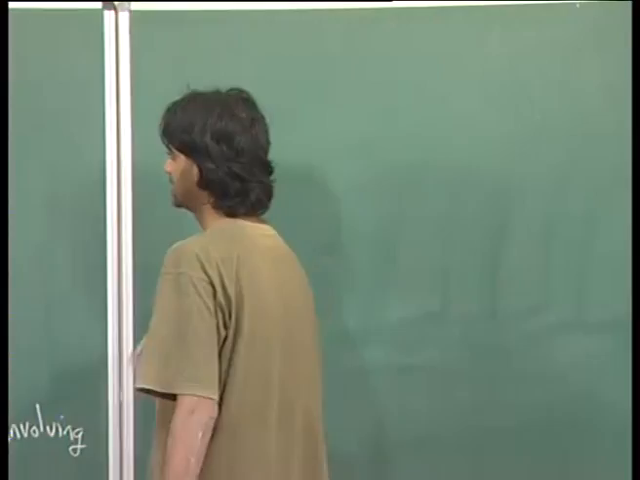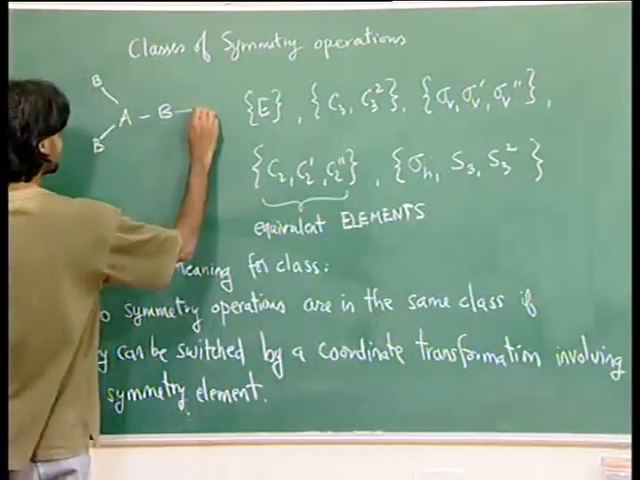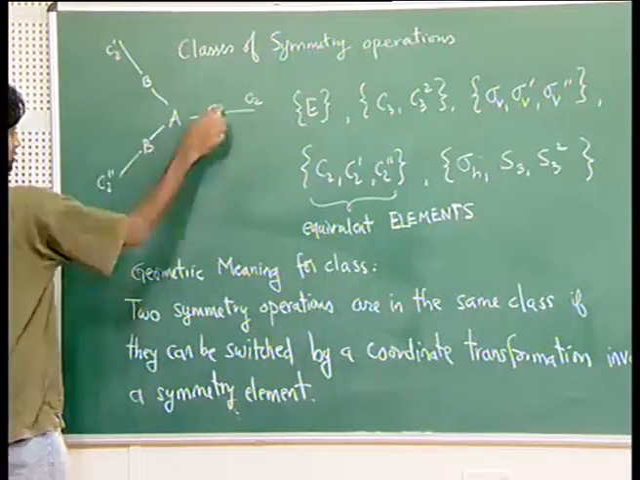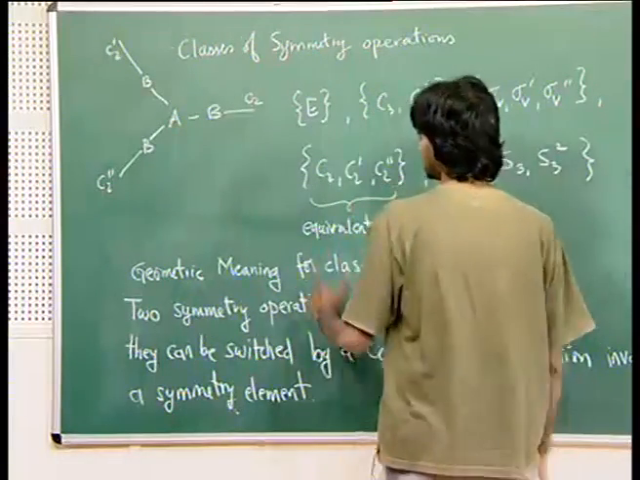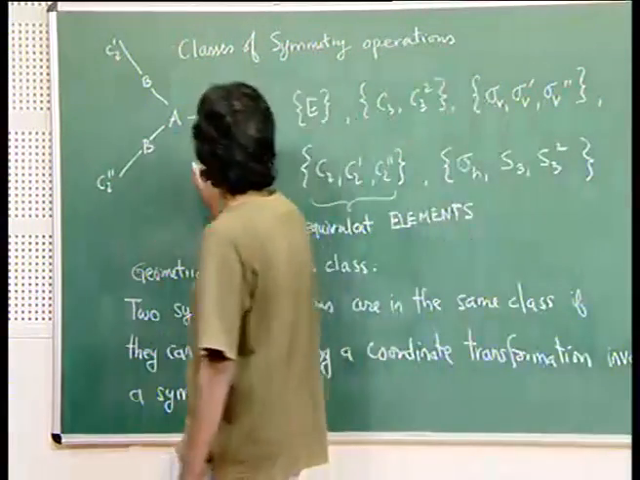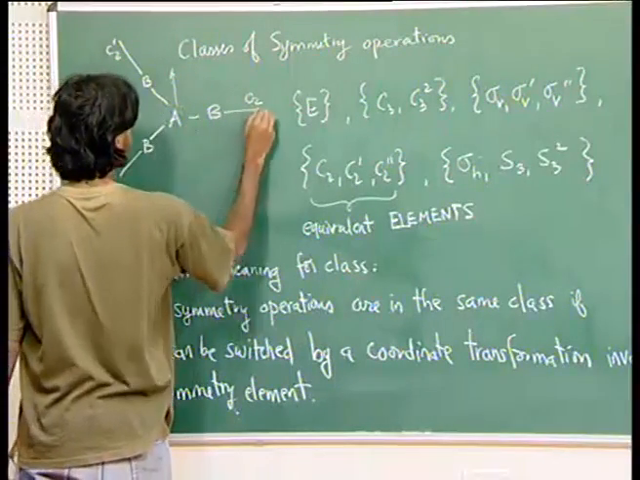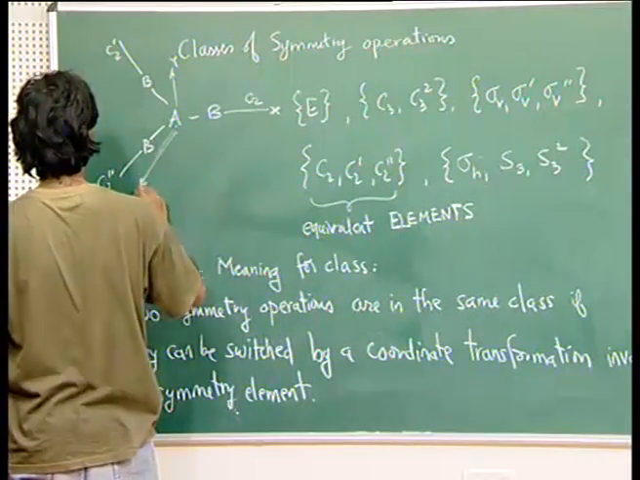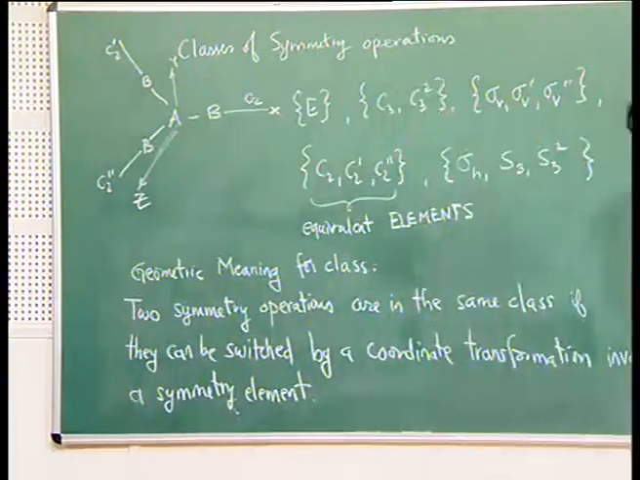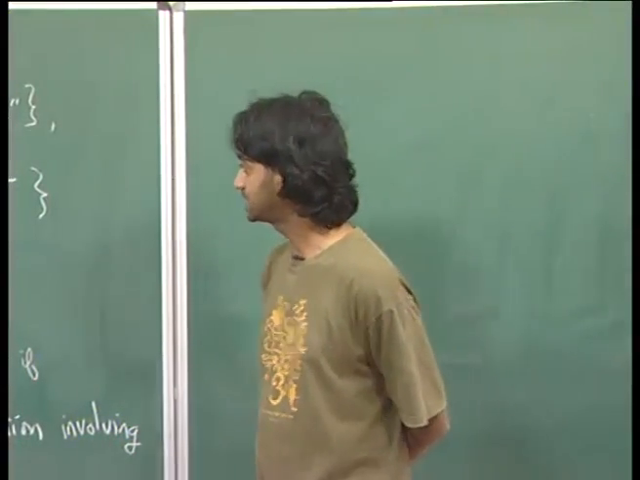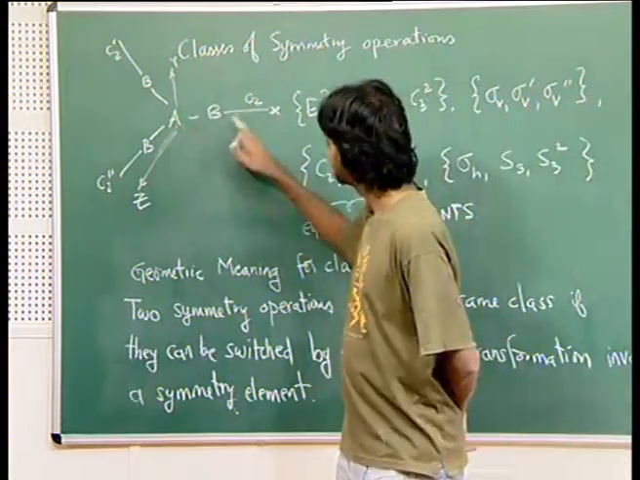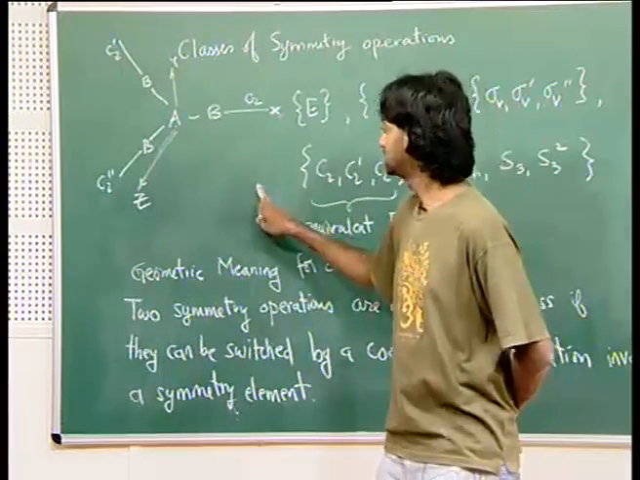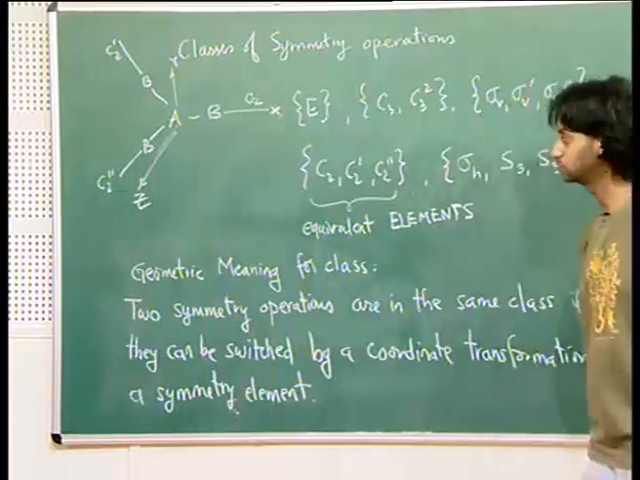So, let us come back to our AB3 and what we have is C2 prime. So, we will just look at these elements. Now, what we said initially is that this is our x axis, this is our y axis, and we took our z axis perpendicular. So, we said that C2 is the axis that points along the x axis. C2 prime points at 120 degrees to the x axis, and C2 double prime points at 240 degrees to the x axis.